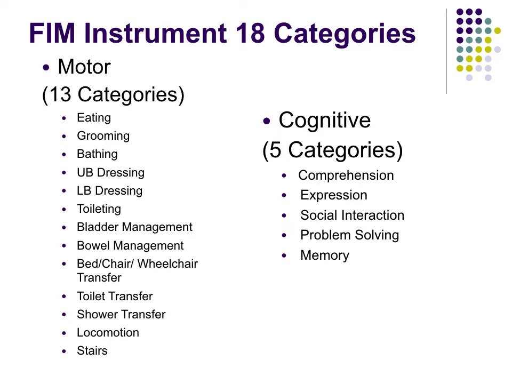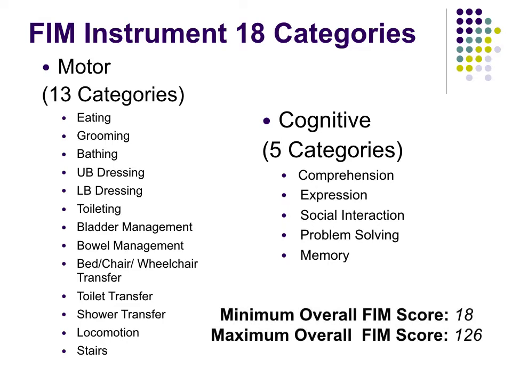The motor categories can account for between 13 to 91 points of overall FIM, and the cognitive categories can account for between 5 to 35 points of overall FIM. 12 of the 13 motor categories contribute to the motor score index. So that will be all the motor categories except shower transfer that determine the patient's length of stay in rehab. Cognition only contributes with particular diagnoses. The minimum overall FIM score is 18 and the maximum is 126.